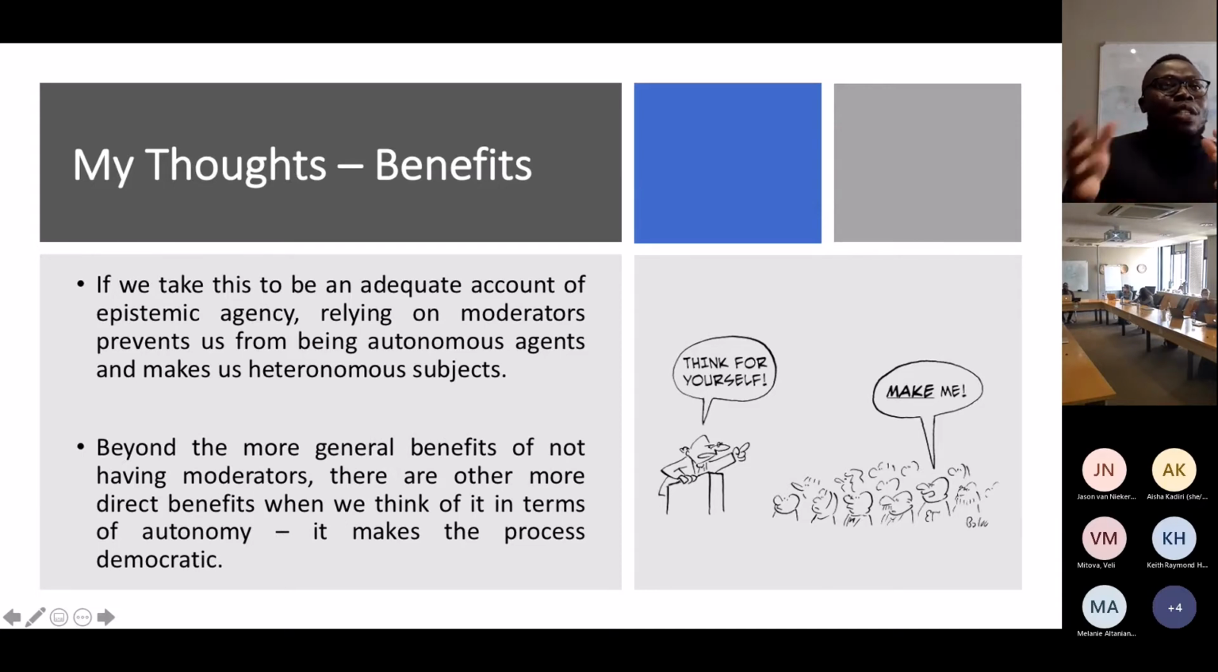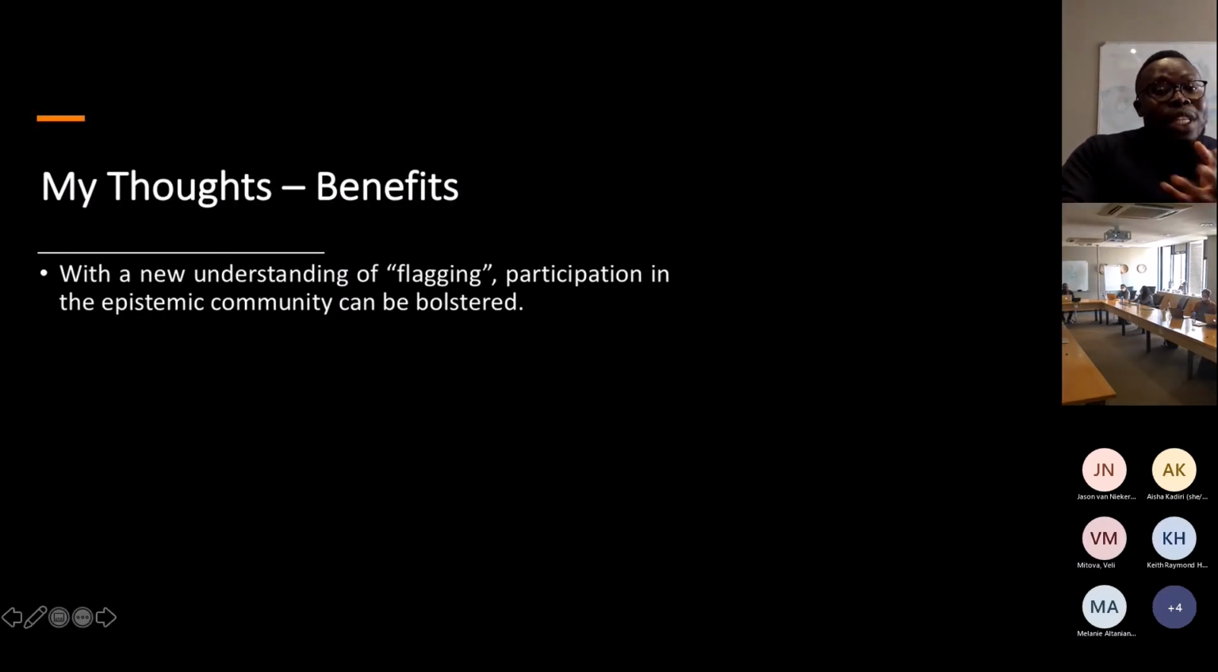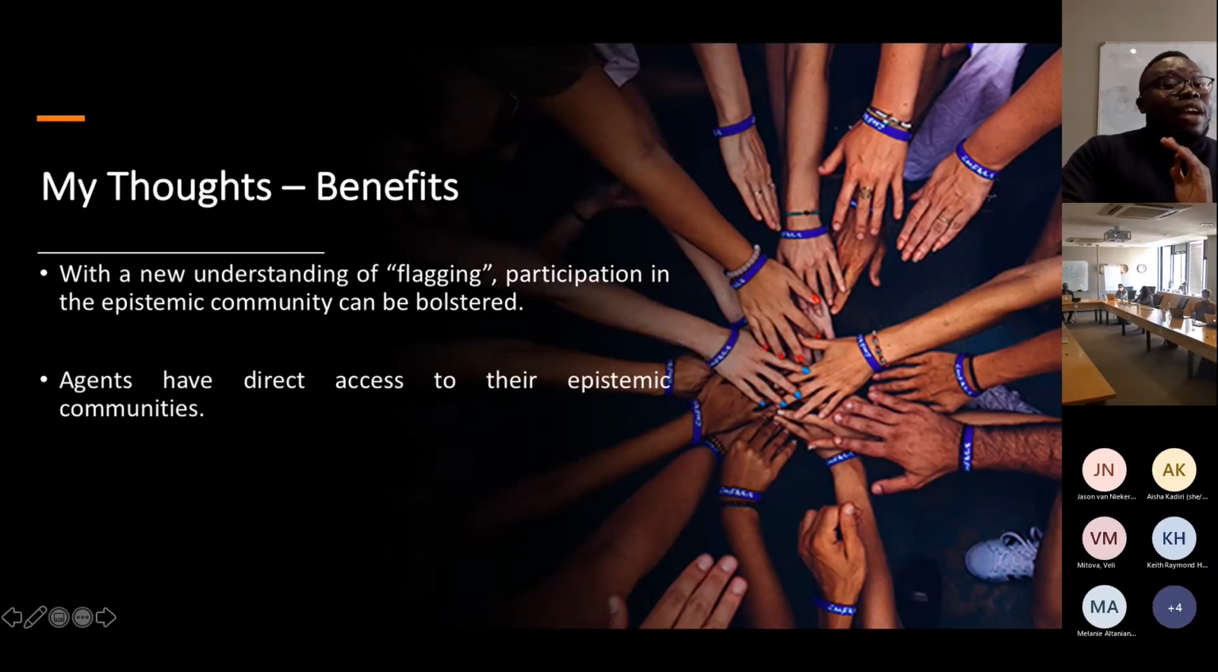Now, beyond the general benefits of not having moderators, think of the epistemic dumping that we might take out of the picture, think of the risk of silencing that we might take out of the picture. It also makes the process of embracing the information online a bit more democratic, in the sense that every member of the community has a say as to what they think should be online and should remain online. I'll try to clarify this point shortly when I respond to an objection to this general proposal that I'm making. Now, with a new understanding of flagging, participation in the epistemic community can be bolstered. I'll explain this new understanding of flagging that I'm referring to, but more generally, agents now have direct access to their epistemic communities.